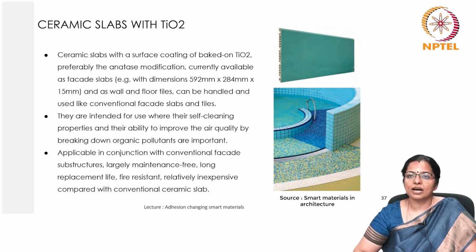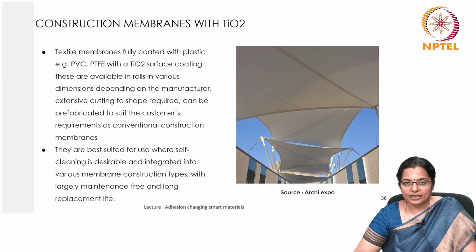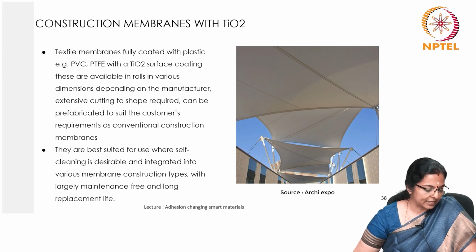organic pollutants are important. They are applicable in conjunction with conventional facade substructures, and are largely maintenance free. They have a long replacement life. They are fire resistant. They are relatively inexpensive compared with conventional ceramic slabs. Let us look at the construction membranes.